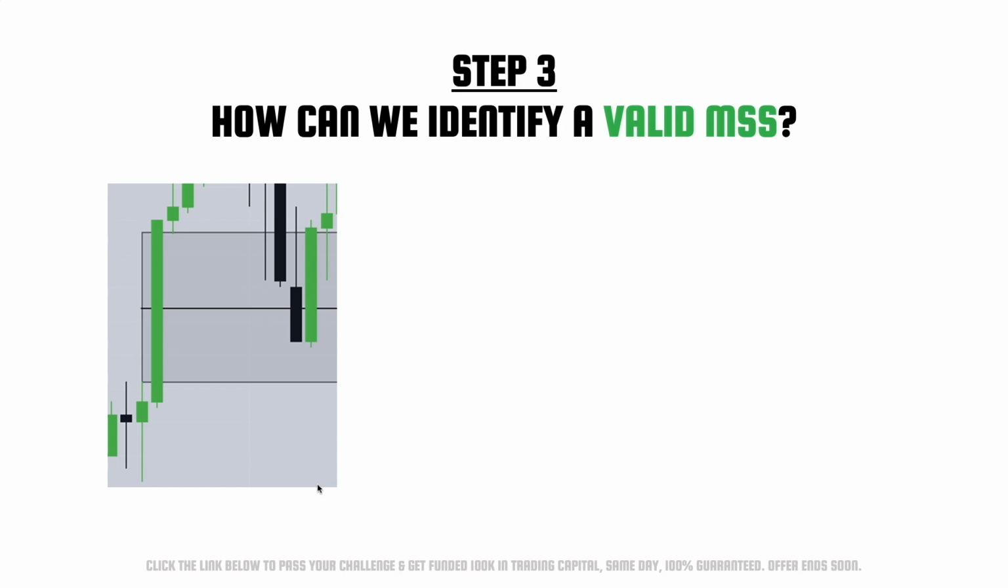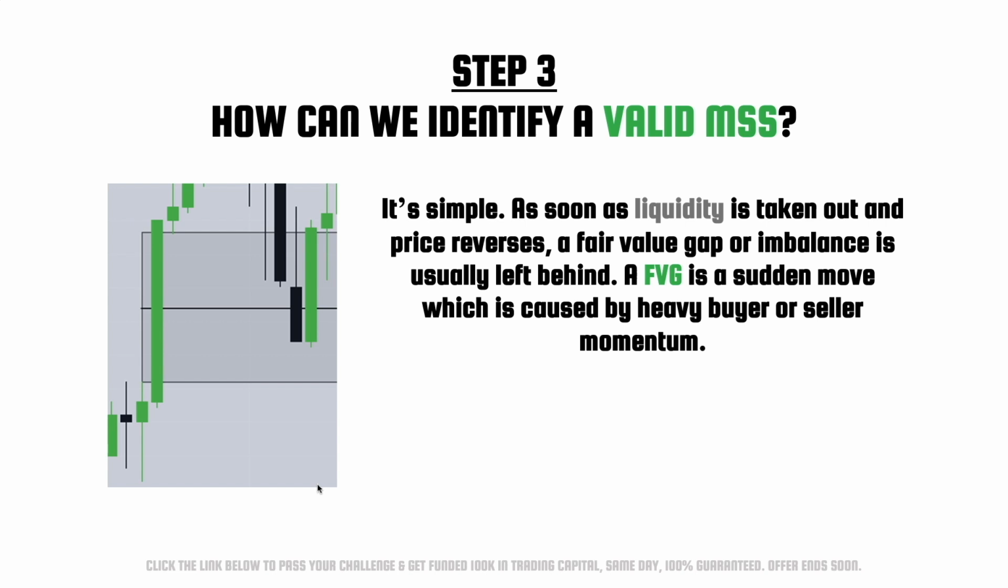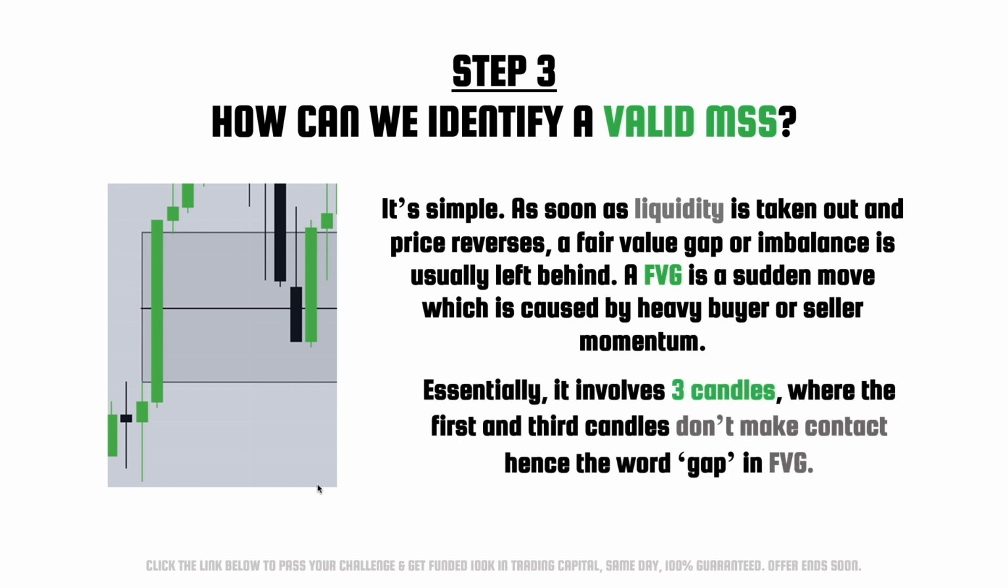Step 3. How can we identify a valid market structure shift? It's simple. As soon as liquidity is taken out and price reverses, a fair value gap or imbalance is usually left behind. A fair value gap is a sudden move which is caused by heavy buyer or seller momentum. Essentially, it involves three candles, where the first and third candles don't make contact, hence the word gap in fair value gap. This is where ICT and smart money have a direct correlation.